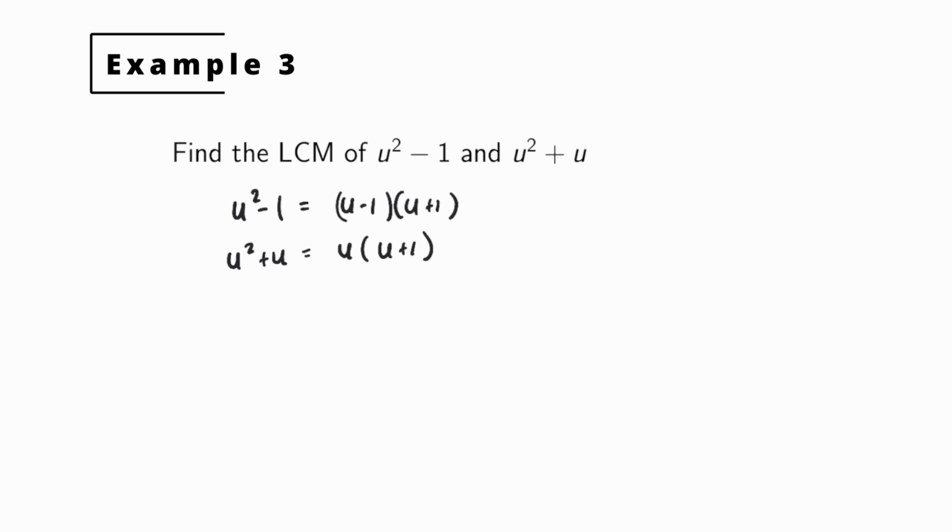And again, now we look at each unique factor. We take the largest power of each unique factor available to us, although in this case, all of the factors are to the first power. So we notice we have a u minus 1, and we also have a u plus 1 in both. We only need one of them. And we also have u. So the least common multiple will be u times u minus 1 times u plus 1. There's no need to multiply it back out.